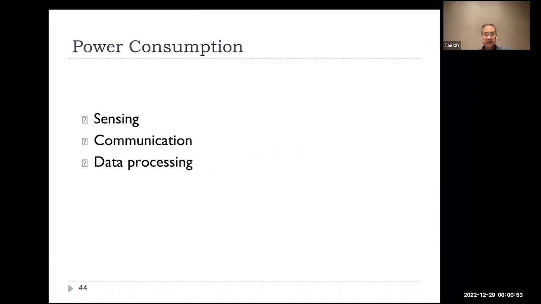Okay, and there is the power consumption. All of this requires power, like sensing requires power. How are you going to provide the power? Is it going to be more of a battery, or is it going to be more of a wireless connection? There's communication and also the power required for data processing. You have to consider all of that.